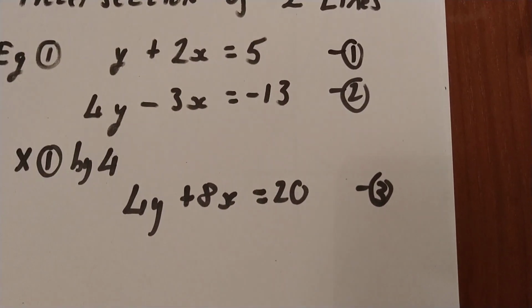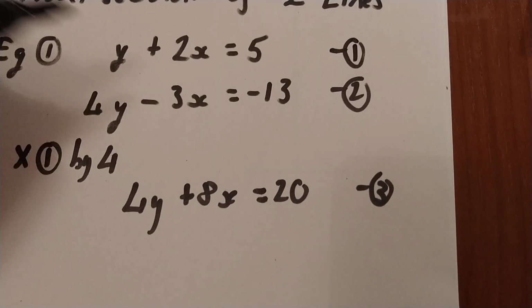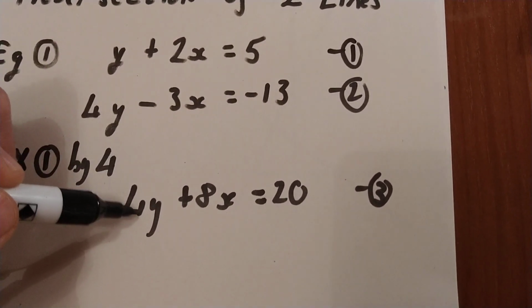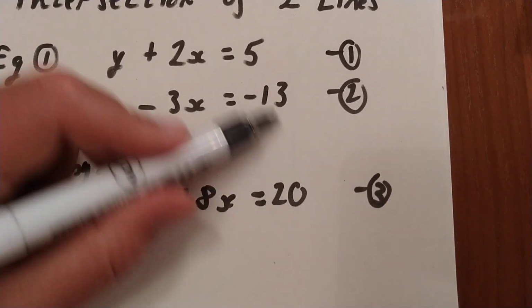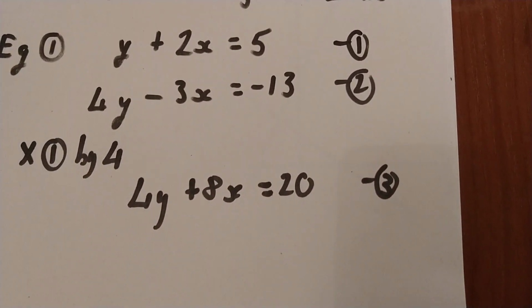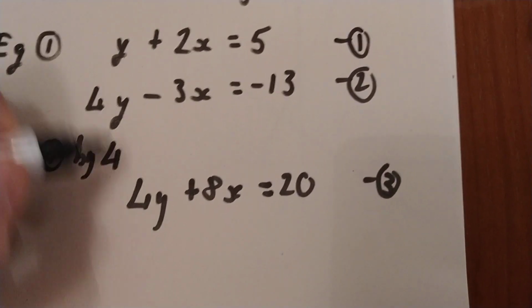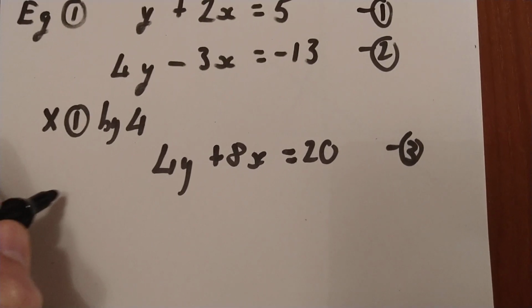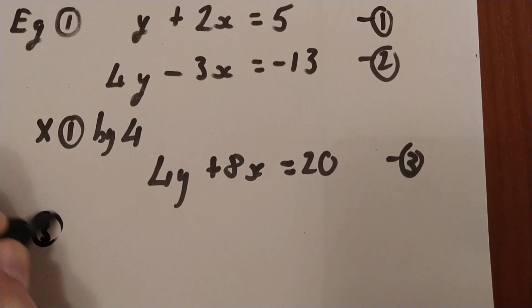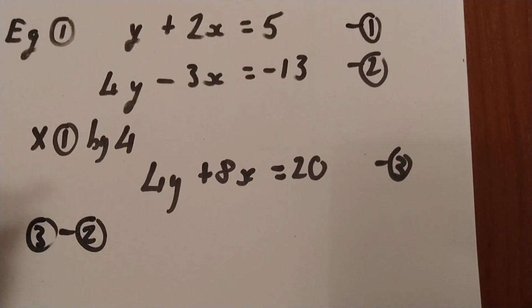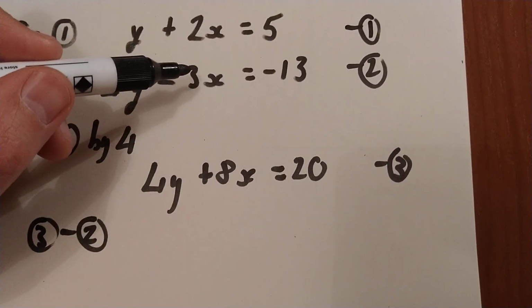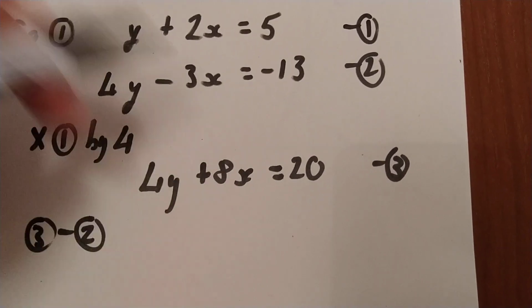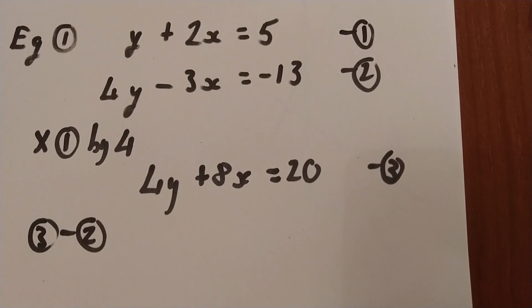Now if I compare equation 3 with equation 2, remember the secret to solving simultaneous equations: we must get a letter to vanish. So I'm going to look at these and ask, how can I combine equation 3 and equation 2 to get a letter to vanish? If I subtract them, 4y take away 4y, that will do it. So I'm going to do equation 3 take away equation 2. Why? Because 8x take away negative 3x. I'm going to keep positive coefficients in my answer, nice positive numbers.